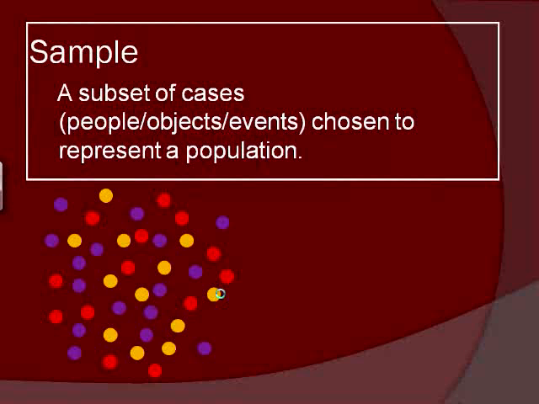Therefore, we sample. So a sample is simply a subset of cases, that is, people, objects, or events that are chosen to represent a population. And if we pick a good sample, that sample is enough to tell us about the characteristics of the entire population. And today's video is just about that, choosing the sample.